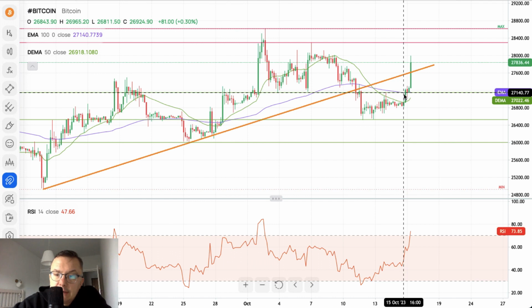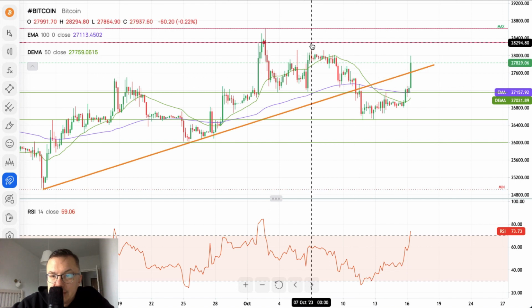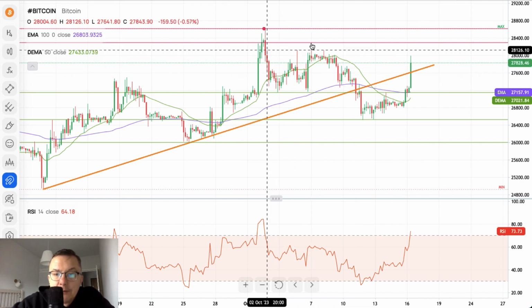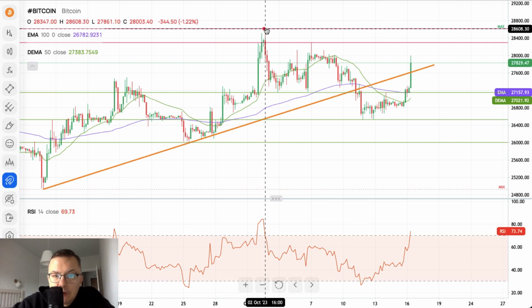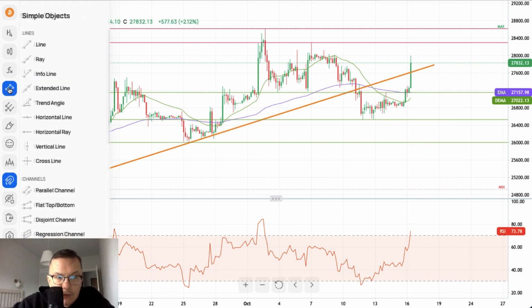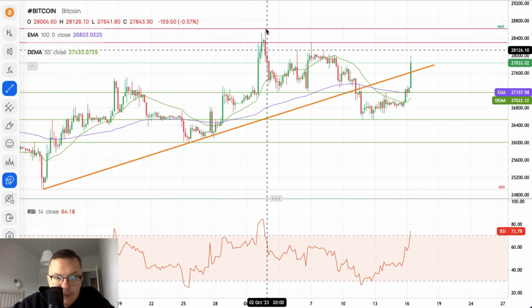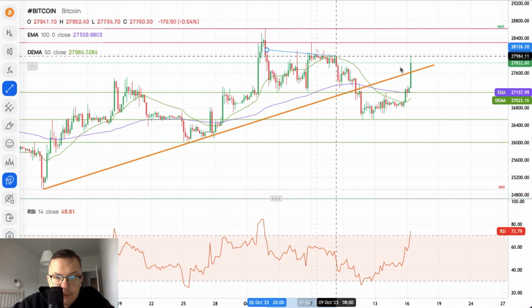So in the situation when the bulls will take control of the market even more seriously and more strongly, then the next target for bulls is seen at the level of 28,294, and then at the swing high, the October's high as well, 28,608. You can add one more line here to see that this breakout is quite important.